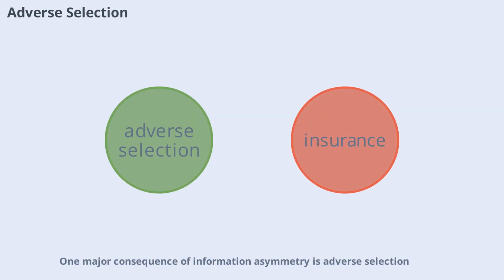One major consequence of information asymmetry is adverse selection. This happens when one party uses their informational advantage to select against the other. For example, in health insurance, people who know they are likely to need medical care are more likely to buy insurance, while healthier individuals may opt out. This can drive up costs and reduce the effectiveness of the market.